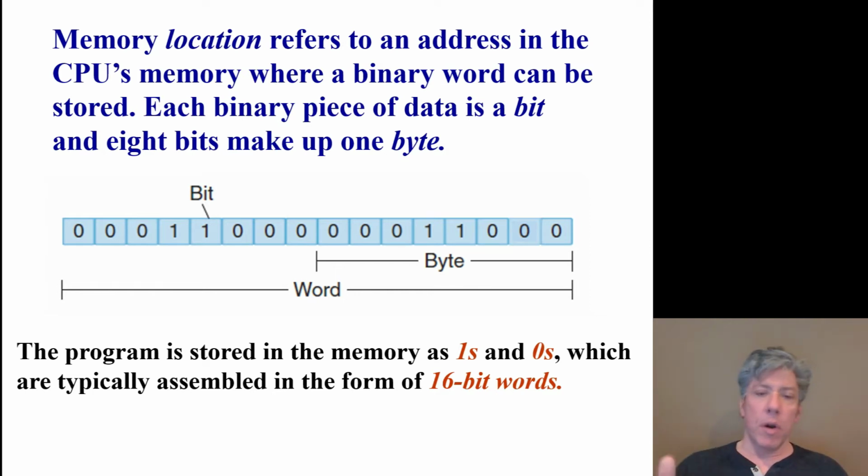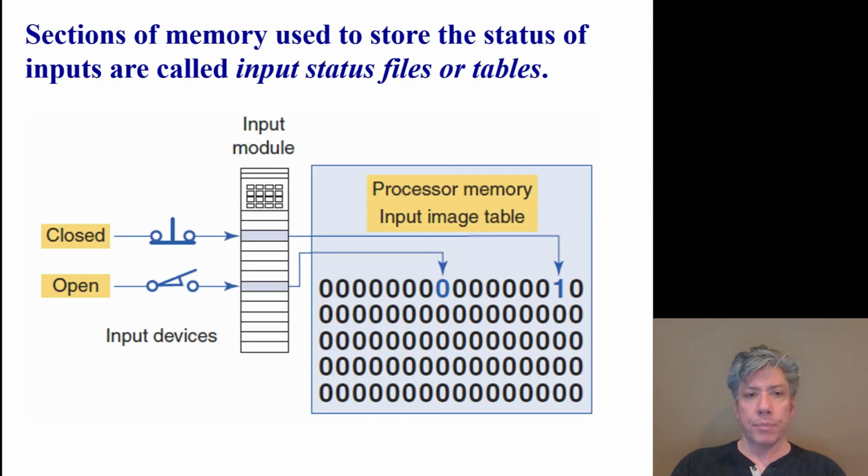That's not true of all PLCs, and the Click PLCs are an example where you can't address, say, one bit of a memory location that is supposed to be a word. At least I haven't found out how to do it yet. I don't believe it's possible.